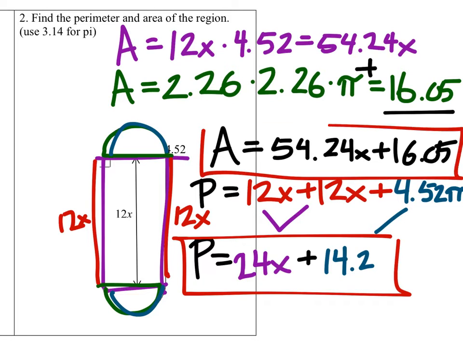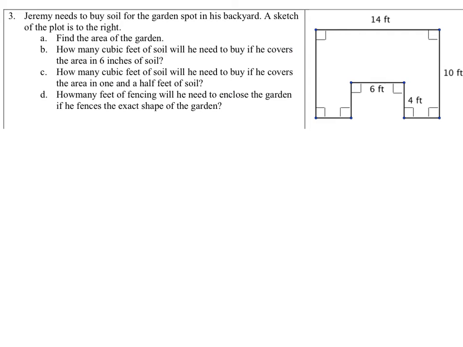Perimeter and area. All right, 3, we've got this plot of garden for Jeremy, or this garden, whatever. We want to find the area of it, and then we got to figure out how much cubic feet of soil he'll need if he wants to cover this area with 6 inches of soil. Then we will figure out how many cubic foot of soil he'll need to purchase. If he covers the area with 1.5 foot, okay, that's different.